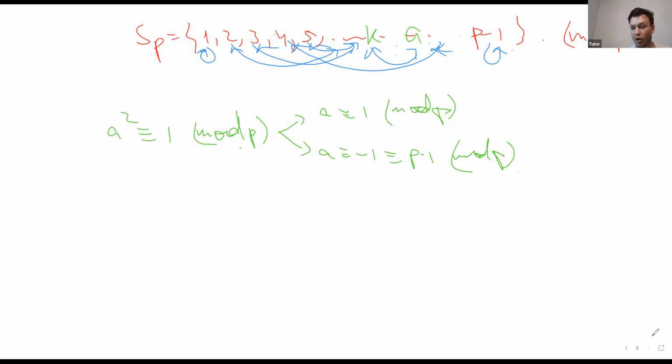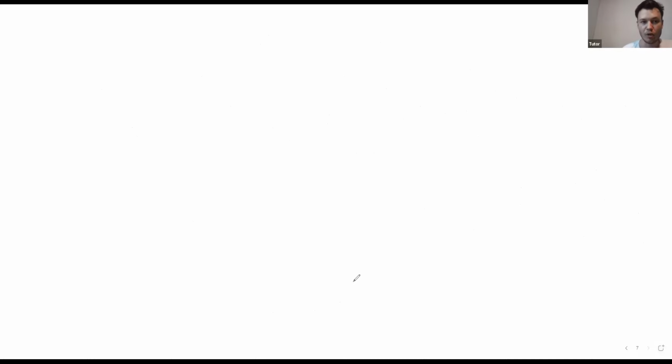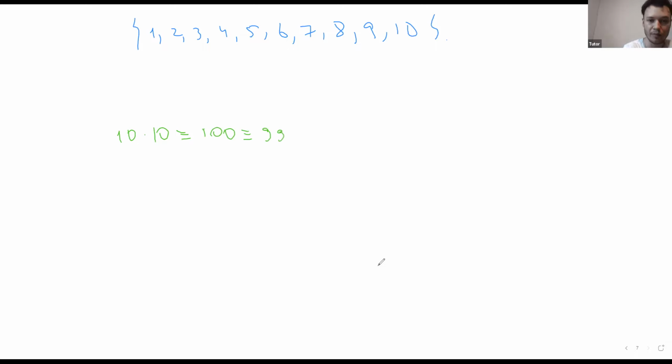So for example, if we look at mod 11, what are the remainders mod 11? I'm going to have 1, 2, 3, 4, 5, 6, 7, 8, 9, 10, right? These are the possible remainders mod 11. If I look at 10, I know that 10 times 10 is going to be congruent with 100, which is congruent with 99 plus 1, which is congruent with 1 mod 11. So we're looking at mod 11, which is a prime number. I know that 10 gets paired with itself.